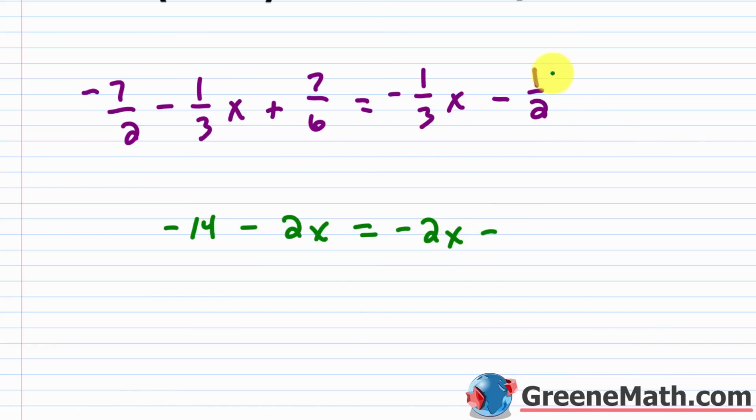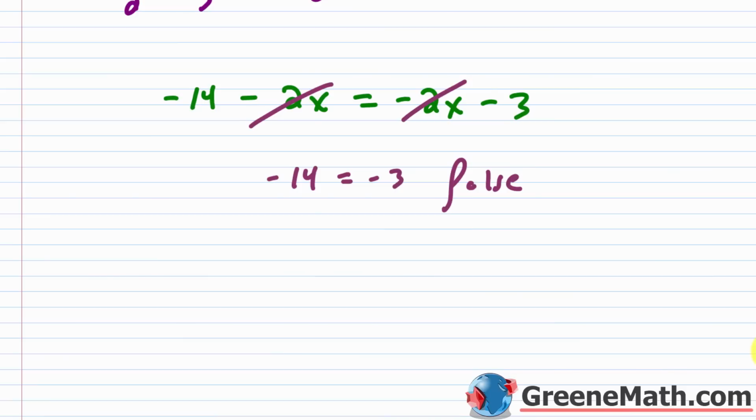And then minus, I'm multiplying this by 6. 6 divided by 2 is 3. So this would be a 3 here. Now, you see there's a problem because you have negative 2x here, negative 2x here. So if you cancel that on each side, you're left with negative 14 is equal to negative 3, which is obviously false. So we can see here again we have no solution.